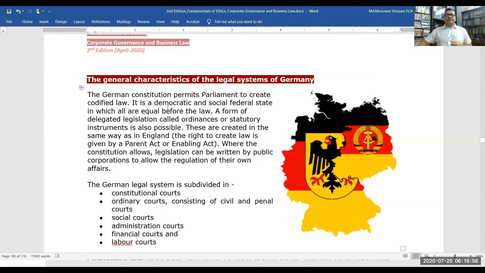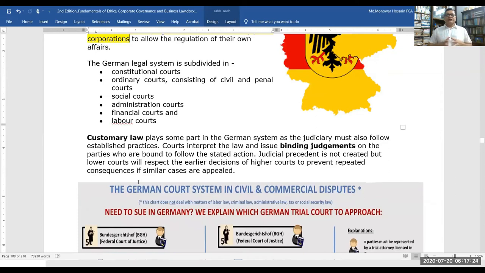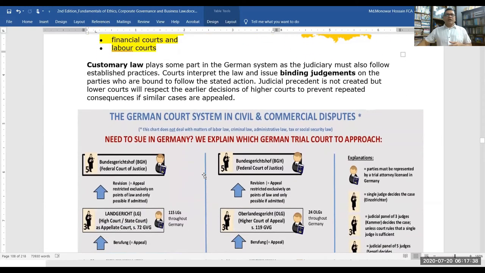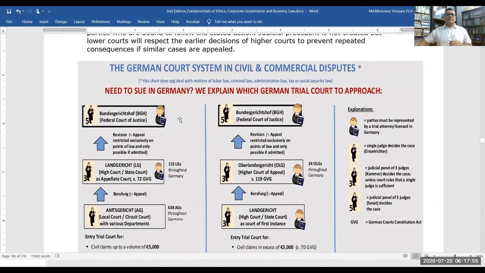And if you see the general characteristics of the legal system of Germany, the German constitution permits parliament to create codified law. It is a democratic and social federal state in which all are equal before the law. The German legal system is divided into a constitutional code, ordinary code, social code, administration code, financial code, and labor code. Company law plays some part in the German system, as the judiciary must also follow established practices. So look here, this is the German court system in civil and commercial disputes.